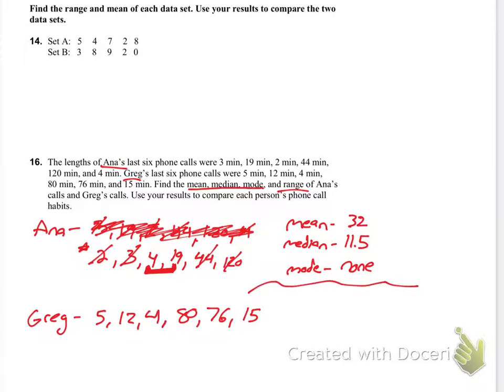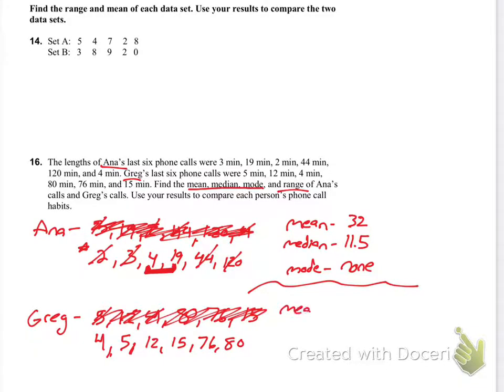All right, then for Greg, do the same thing. For the mean, 5 plus 12 plus 4 plus 80 plus 76 plus 15. It's going to be equal to 235. Divide that by 6, and you're going to get 39.1. One thing I forgot to do was put these in numerical order. So 4, 5, 12, 15, 76, and 80.